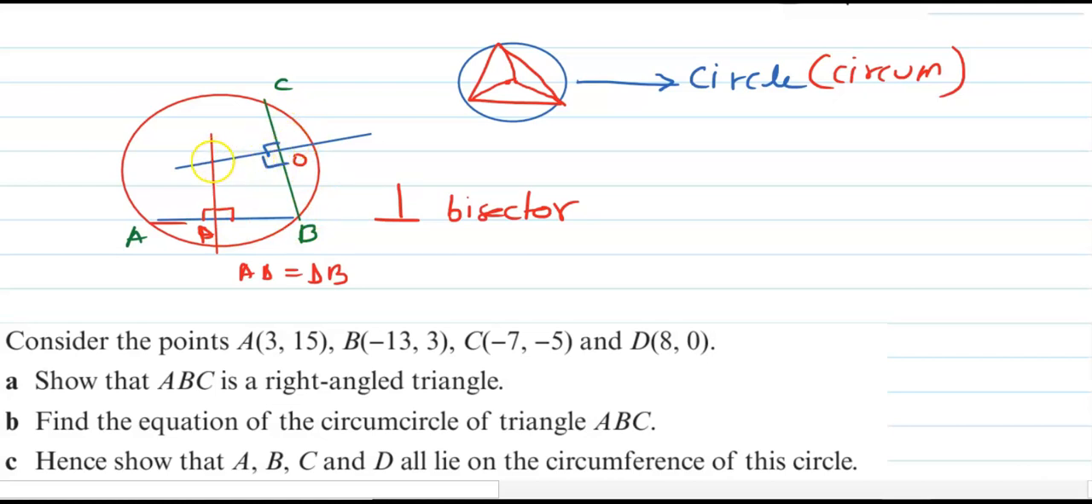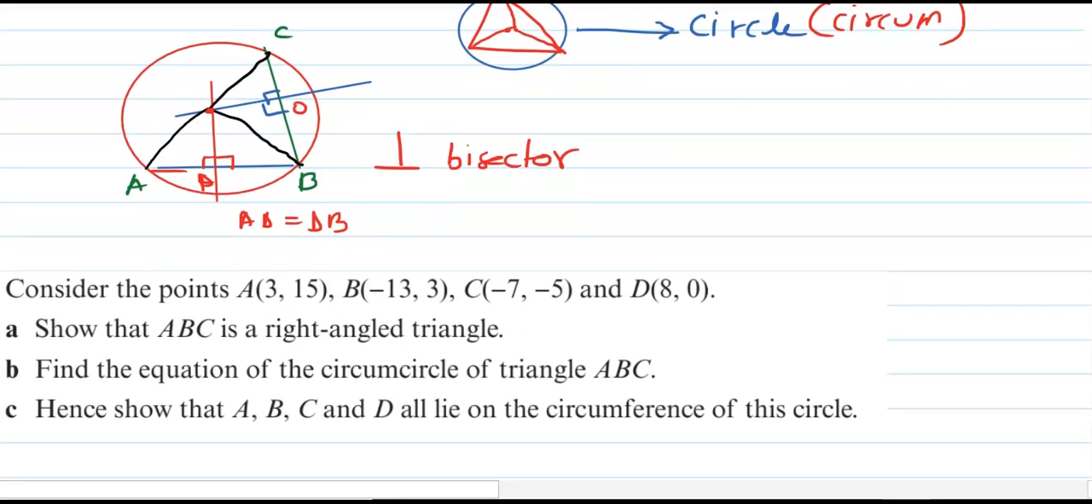Wherever these two perpendicular bisectors intersect, from that point, if you draw radii OA, OB, and OC, these will be radii, and then you can draw a circle that is called the circumcircle.